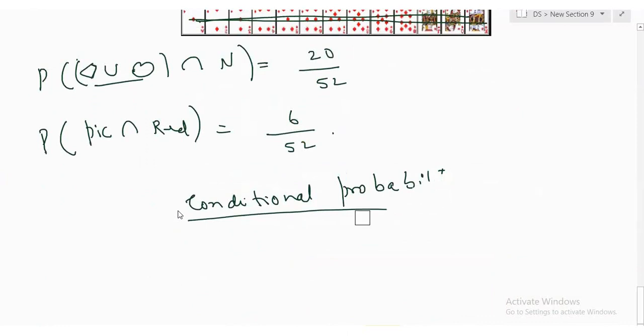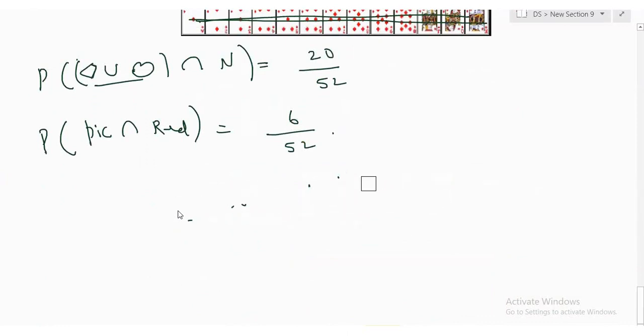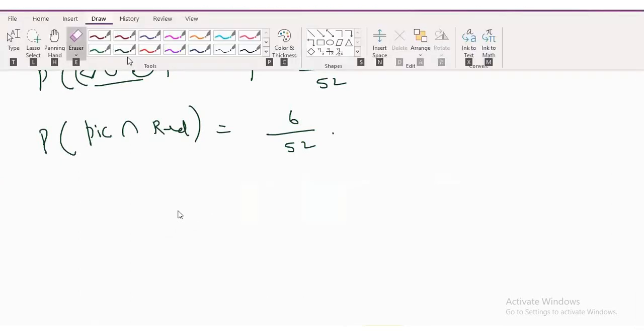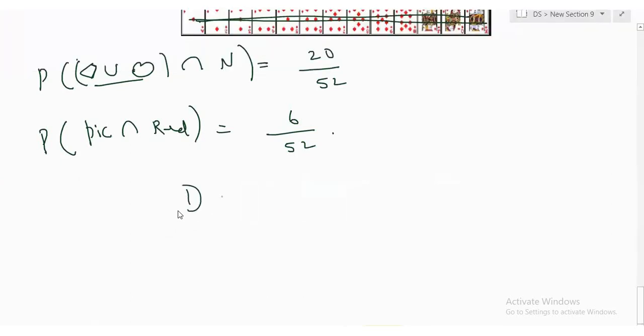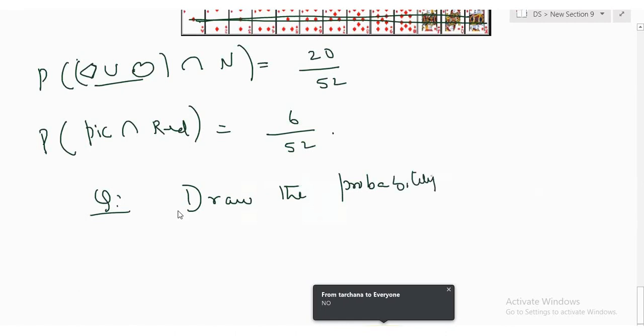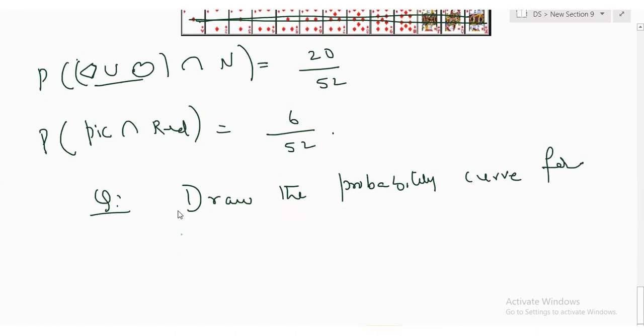I'll come back to conditional probability maybe afterwards. Question. Am I going very slow? Draw the probability curve for throwing a die.